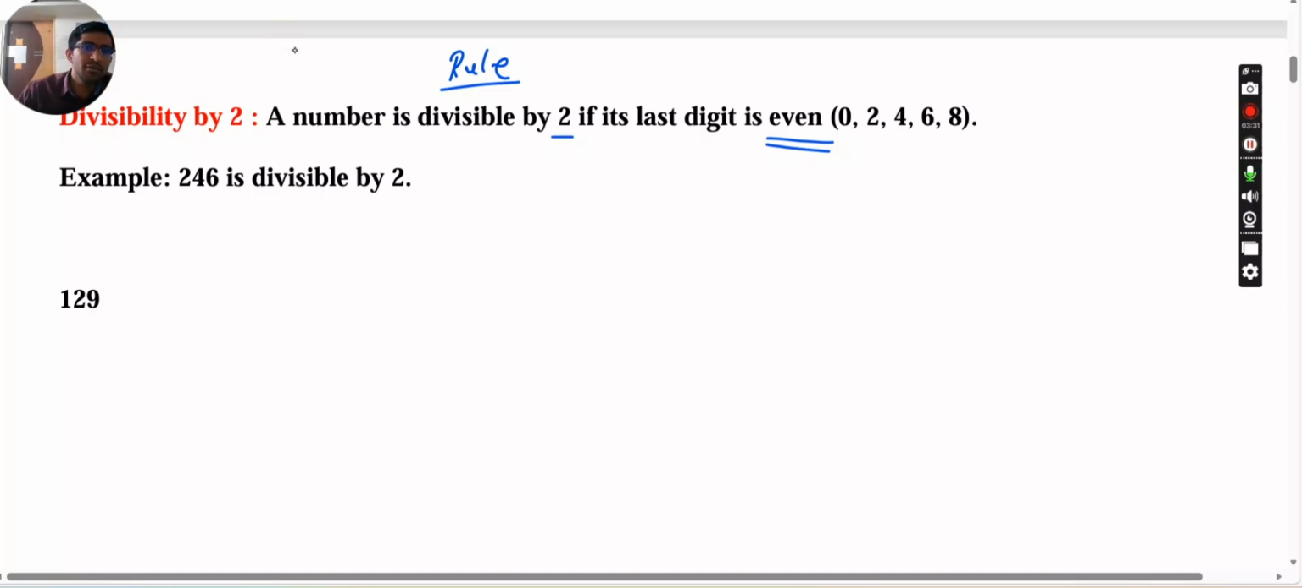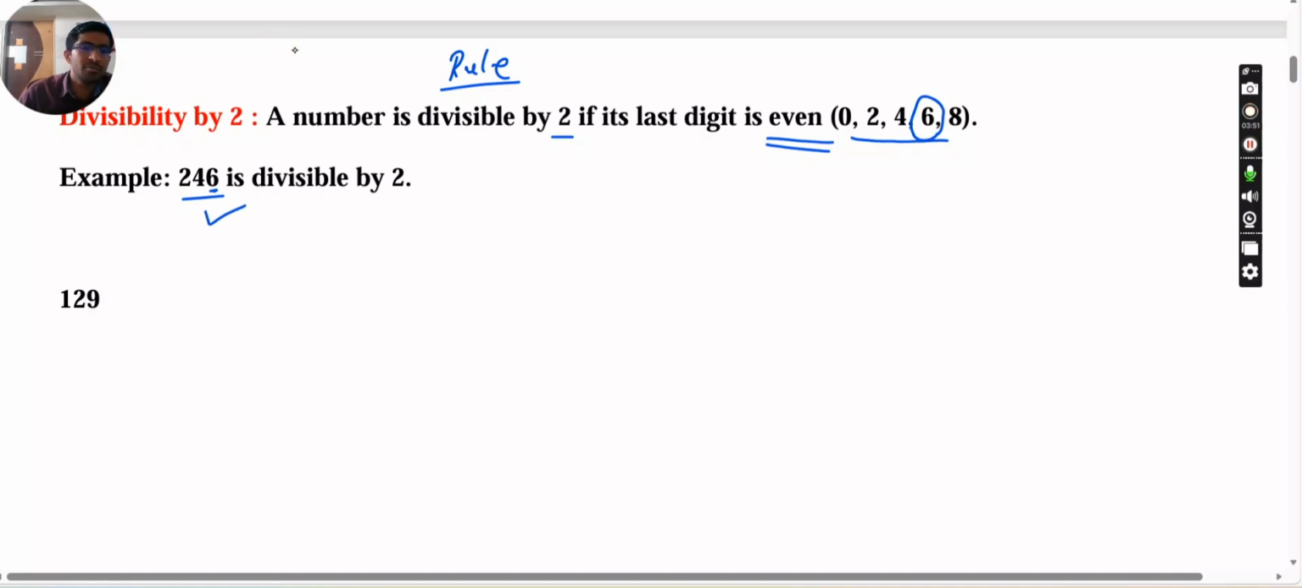So one example is given here, that is 246. Here we have to check the unit place or the last digit only. So here the last digit is 6. So just check whether 6 is an even digit. So 6 is even here also. So that's why this number is divisible by 2.